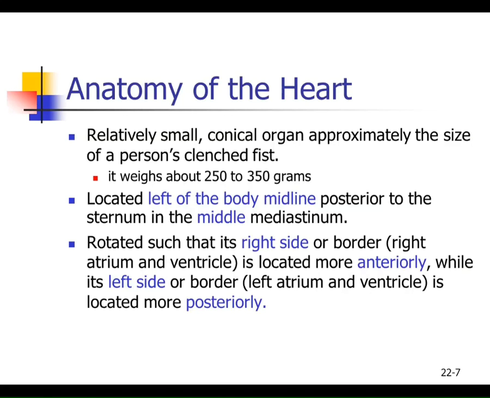And it's going to be rotated such that the right side of the heart is a little bit more anterior. The left side is going to be a little bit more posterior. So what does that mean? That it's more on the left side, and it's pointing down which way?